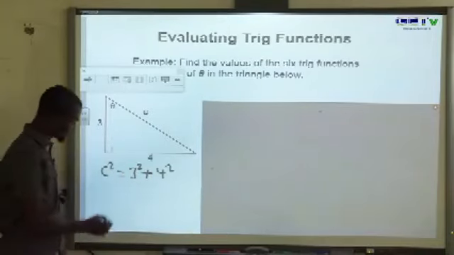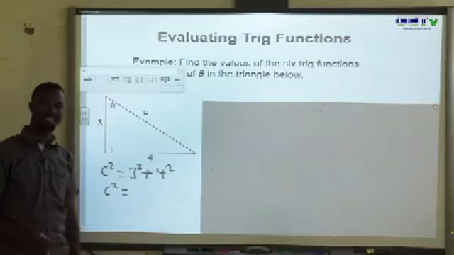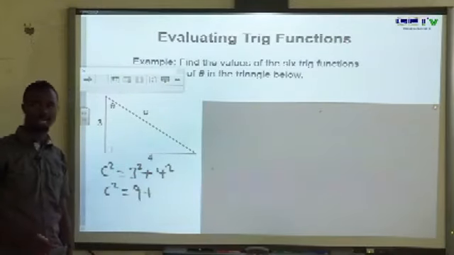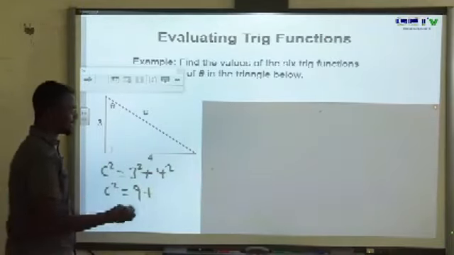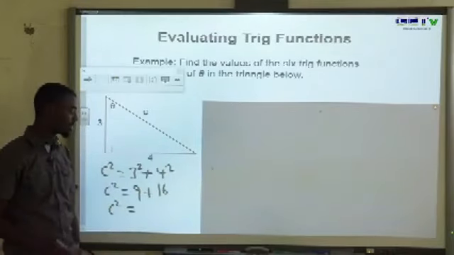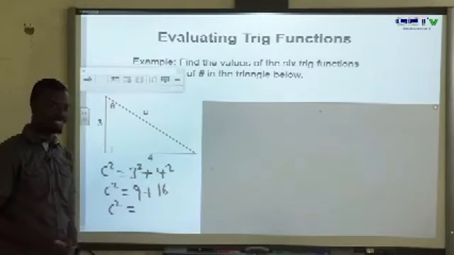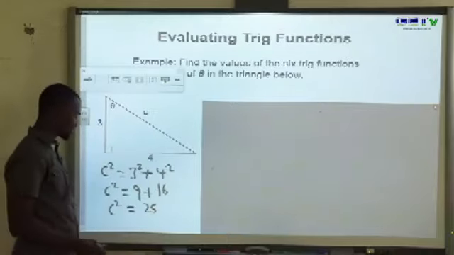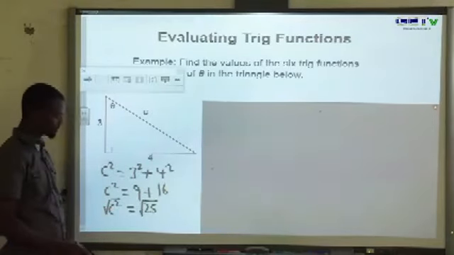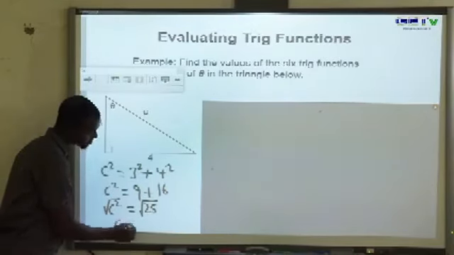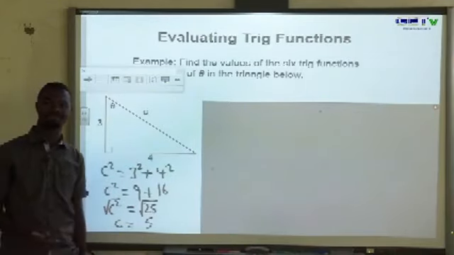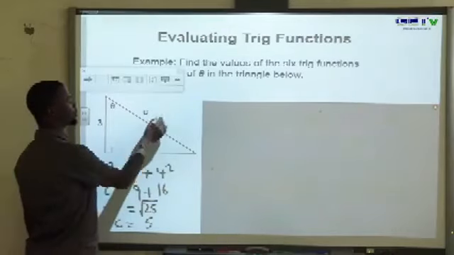Now we will find 3 square and 4 square. So we will have C square is equal to 3 square, which means 3 times 3. So 3 times 3 will give you 9, plus 4 square is 4 times 4, and 4 times 4 is 16. So we will continue. We said C square is equal to 9 plus 16. 9 plus 16 is 25. So to find C, we square root both sides. We take the square root of C square and the square root of 25. The square root of C square is C, and the square root of 25 is 5. So we have our C as 5. That is the hypotenuse. We have 5 on the hypotenuse.